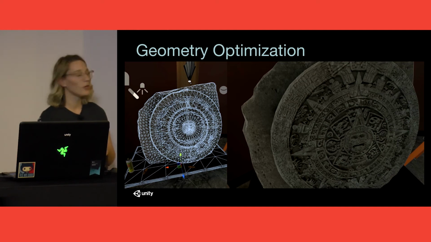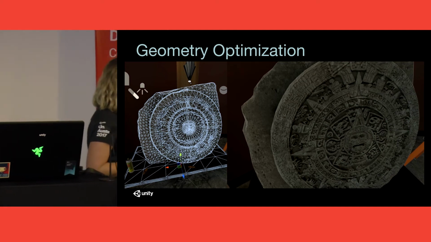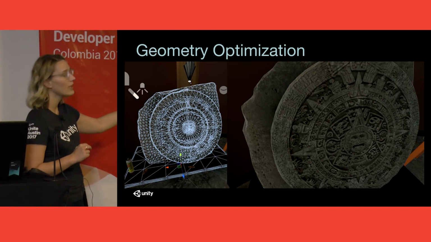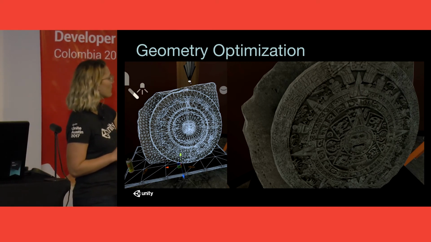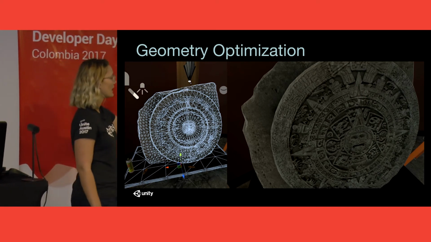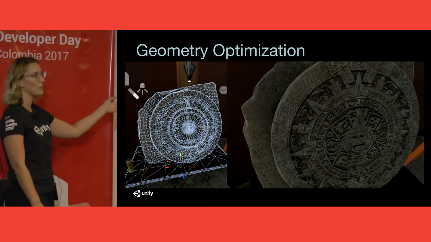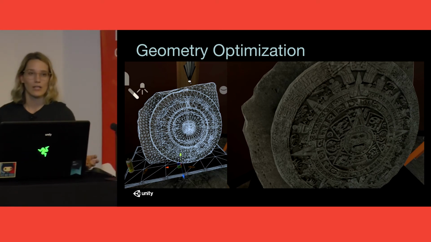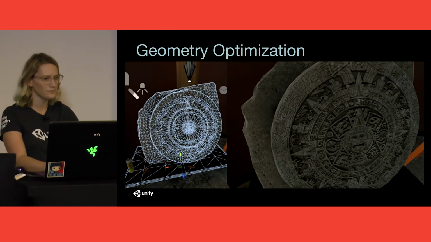So here's an example of a stone tablet, and it has a ton of complex geometry, but we were able to get it to render and look really nice up close using just normal maps there. So it's actually not a super complex model.